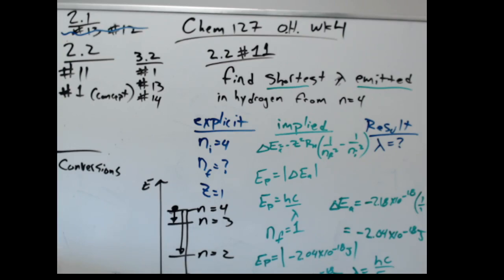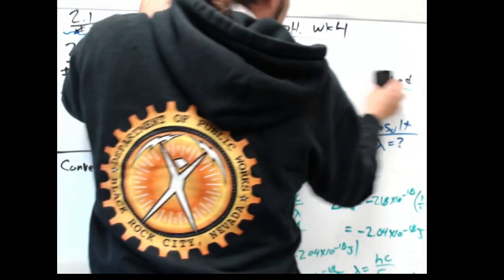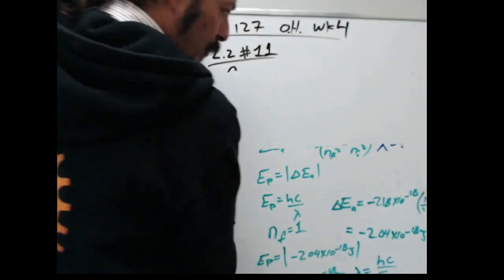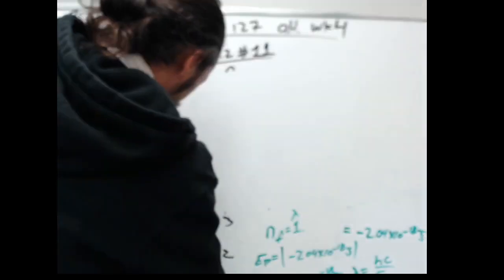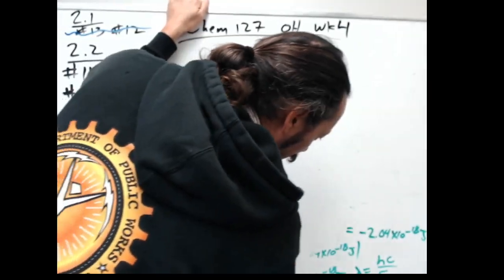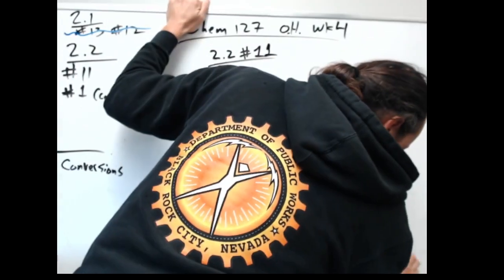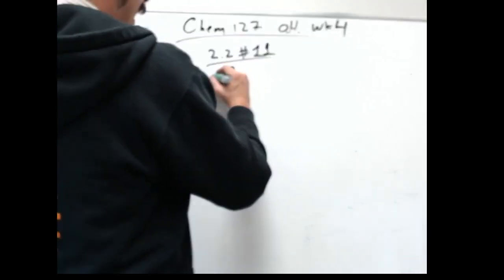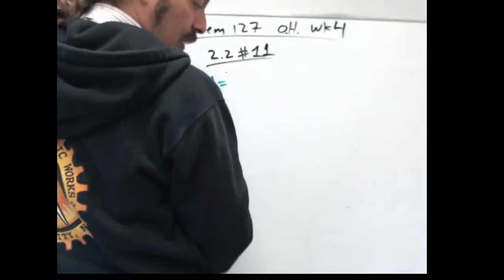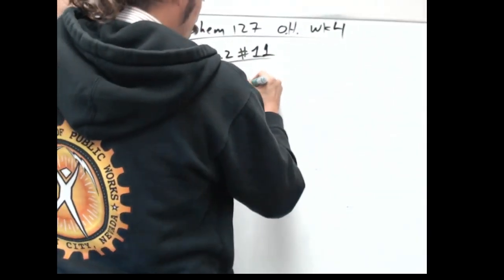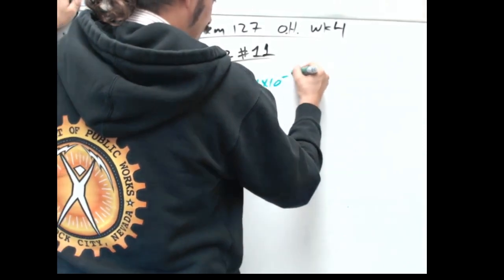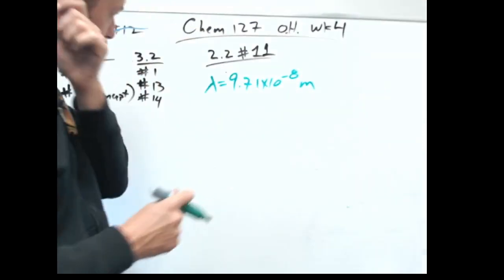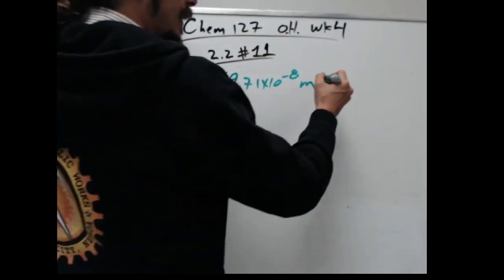Good? Yeah. Okay, let's look at how we convert. I'm going to erase most of this, and we're going to look at how we do some conversions. And I'm going to do this conversion in 3 different ways. And the last way is my favorite way. So we're going to convert this wavelength to a couple different things. So we've got a wavelength equal to 9.71 times 10 to the minus 8 meters. I want to get it to nanometers.